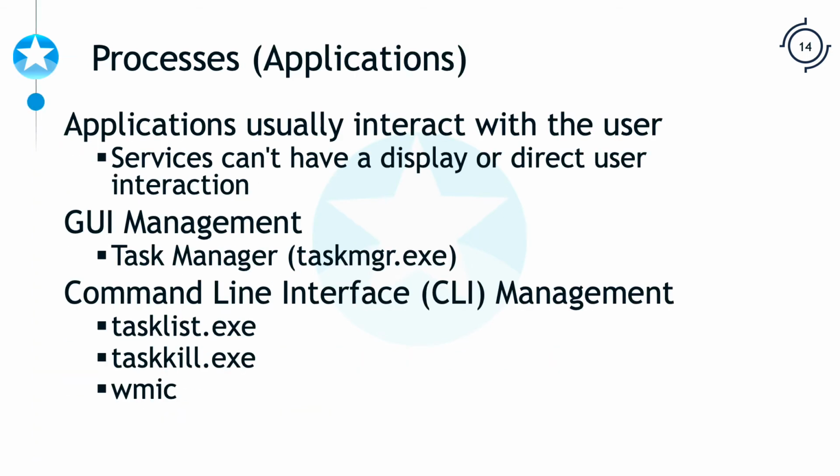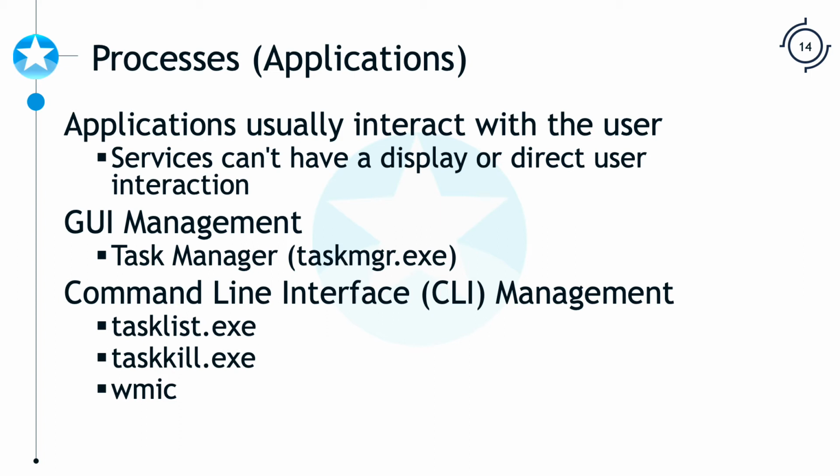So those were services. Now let's take a look at applications. These are going to be processes that the user is going to interact with. Services aren't allowed to have direct user interaction. So we're going to have something else if we want to have the user interact with the service. So we'll have our application which may talk to the service on our behalf.